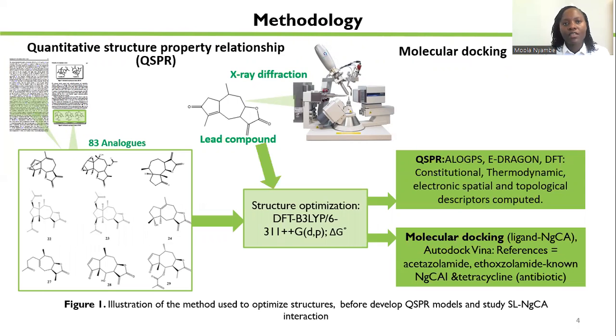The interaction energies between xerantholide analogues and a model of the NGCA active site were computed, and the relationship between the computed binding affinities and the physicochemical properties of these compounds was studied using QSPR. Molecular docking was also done on the same compounds to determine how they interact with NGCA. The figure shows that analogues were obtained from literature, they were optimized, and then QSPR and molecular docking were done on them.